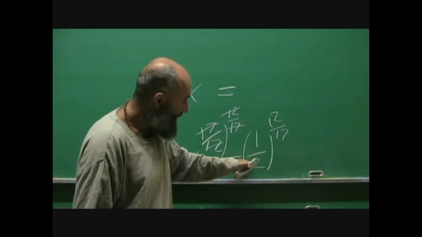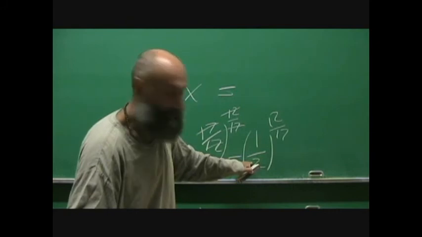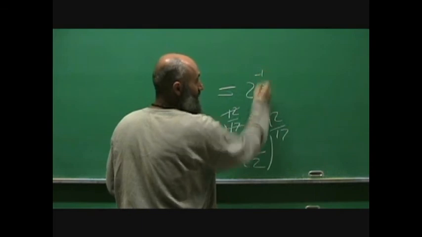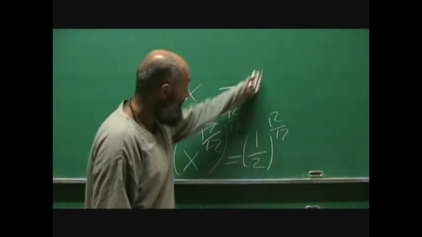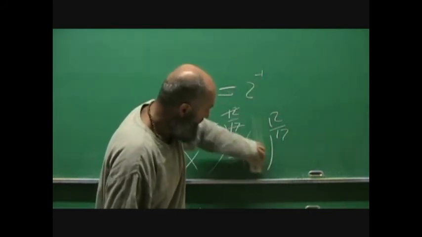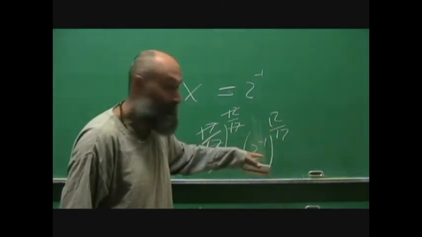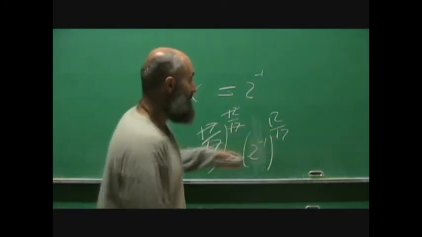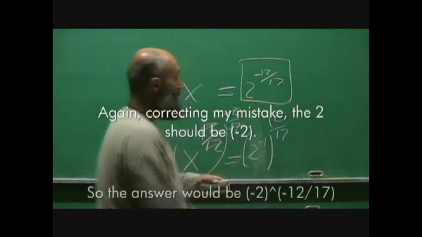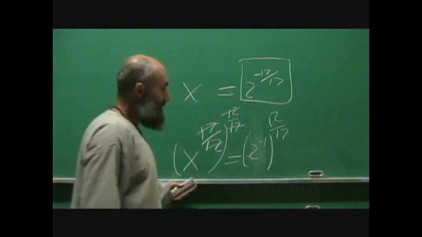Another way you could express this, let's test what we learned in series 2. 1 over 2 you can write down as 2 to the power of -1, right? Because the -1 kicks the 2 down. So this could be 2 to the power of -1. And when you have an exponent to an exponent, they just multiply each other. So this would be -1 times this, so it would be -12 over 17. And that would be the solution, 2 to the power of -12 over 17. That would be the solution.